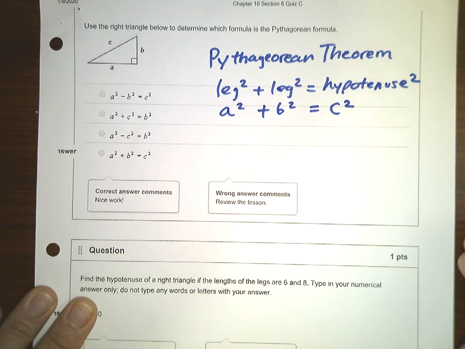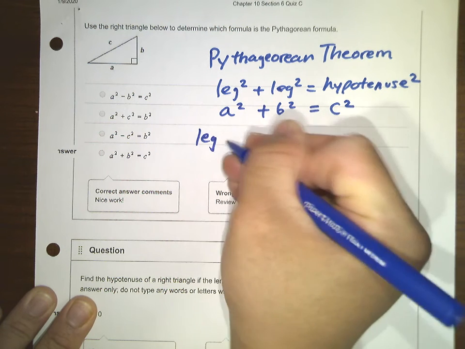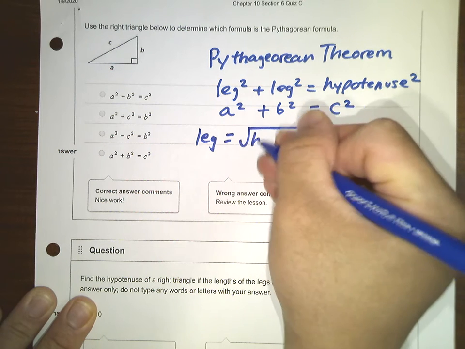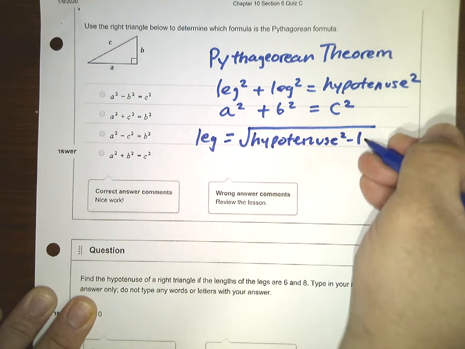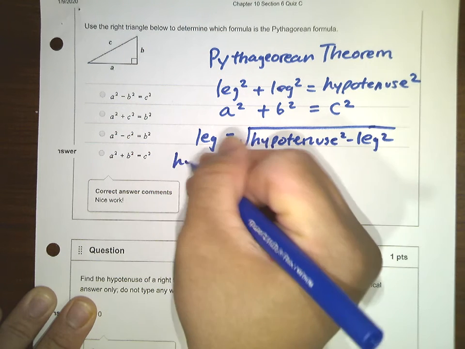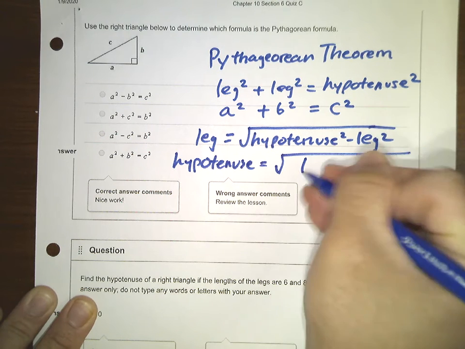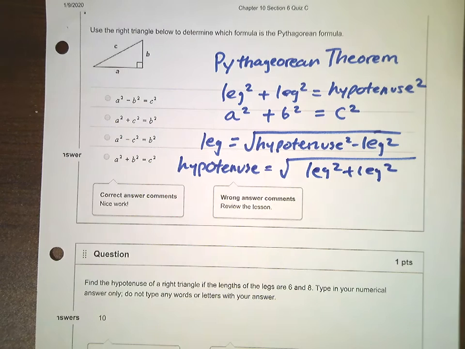c squared. All right. So if you're trying to find out what the length of a missing leg is, its length is the square root of hypotenuse squared minus leg squared. And if you want to know what the hypotenuse is, then it is the square root of leg squared plus leg squared. All right, so just try to remember this, but a lot of times you'll just see that it is a squared plus b squared is equal to c squared.